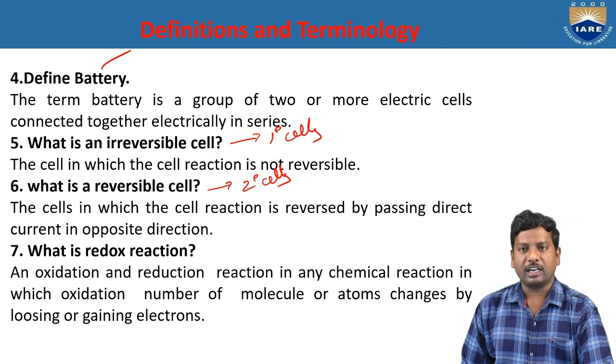And what is a redox reaction? It is any chemical reaction in which the oxidation number of a molecule or atom changes by losing or gaining electrons. As already discussed, a redox reaction is one in which both oxidation and reduction take place simultaneously. Oxidation is a loss of electrons and reduction is a gain of electrons.